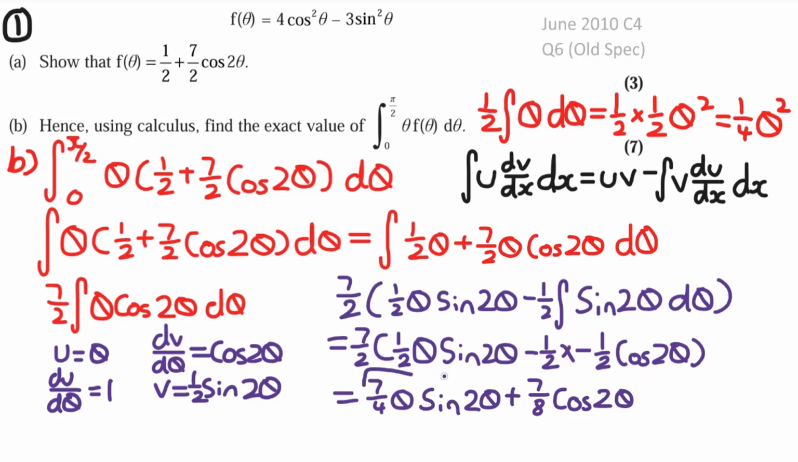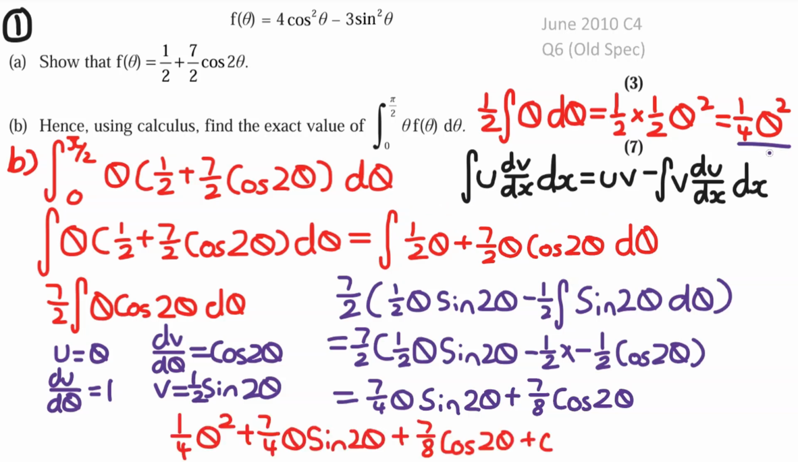So the final answer when we integrate this by parts is 7 over 4 theta sin of 2 theta plus 7 over 8 cos of 2 theta. So that's what happens when you integrate this term here. So overall, this whole thing integrated is going to be these terms added together. So it's going to be a quarter theta squared, plus 7 over 4 theta sin of 2 theta plus 7 over 8 cos of 2 theta, and then remember the plus c on the end.